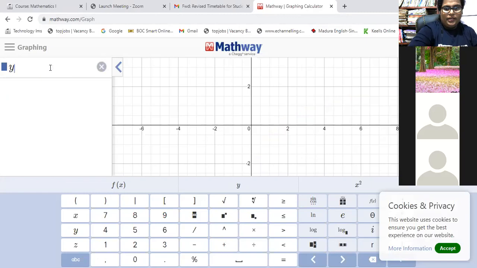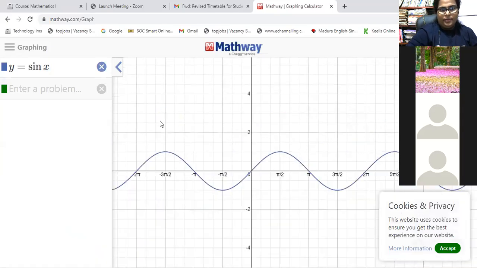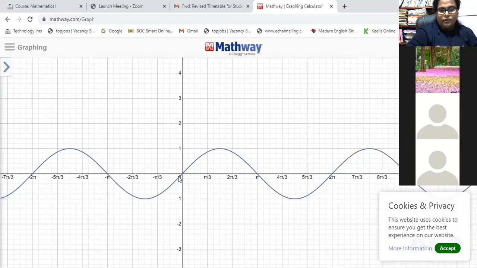So when we enter y equals sin x, this is the y equals sin x graph, right? Here you can see the period. You can see that the point where the wave pattern completes is what we call the period. You have to take two similar points in the wave pattern to find the period. So you can see 2π is the period of this sine graph.